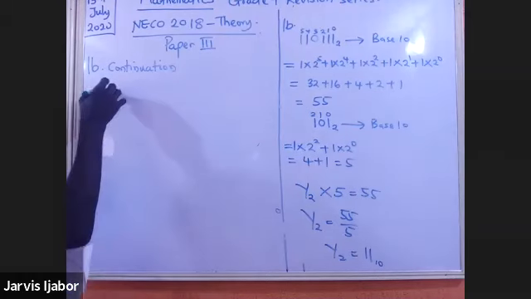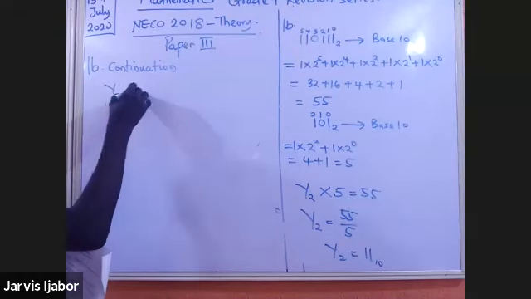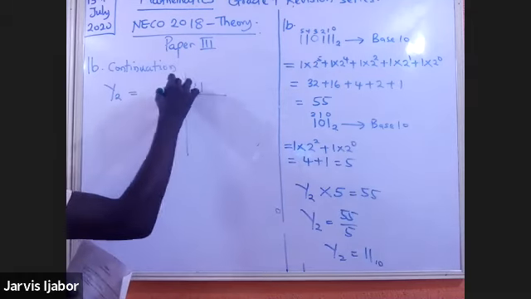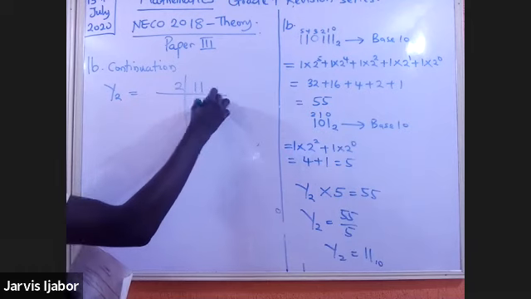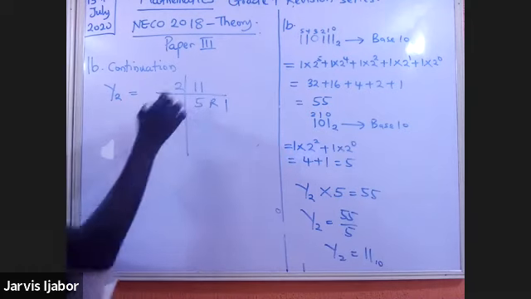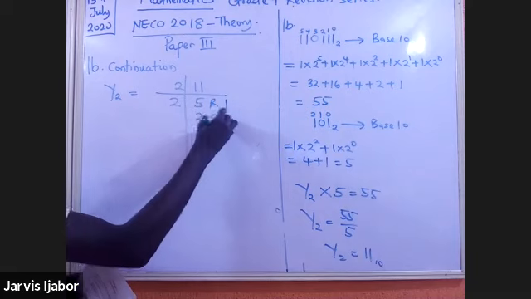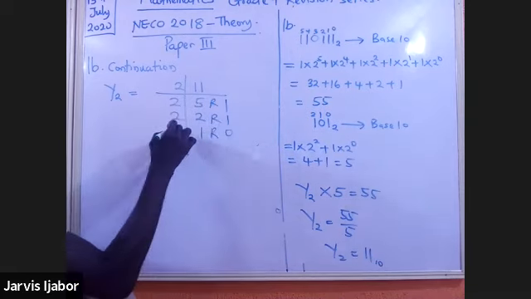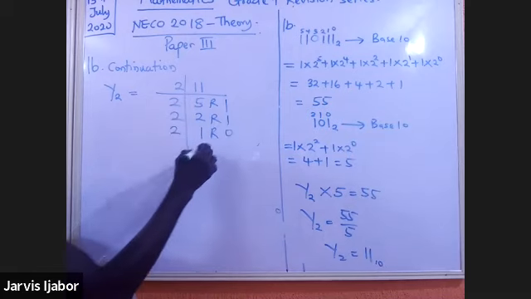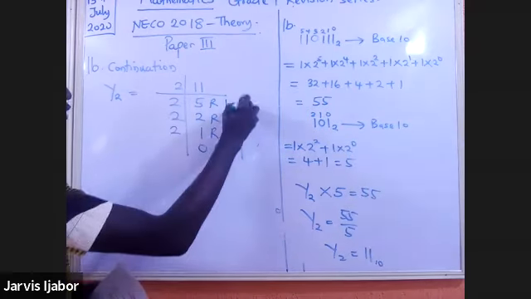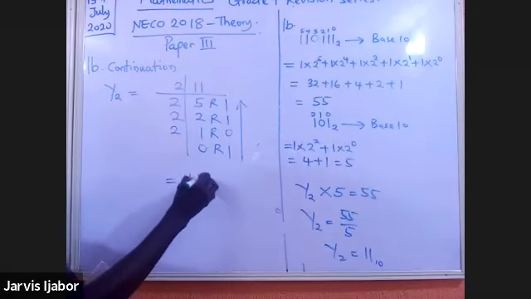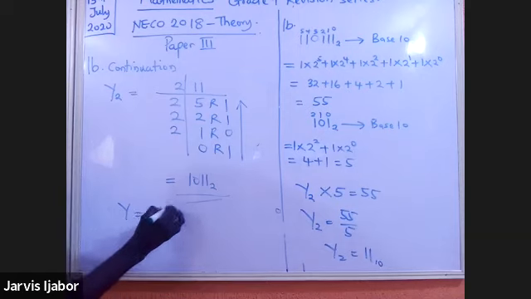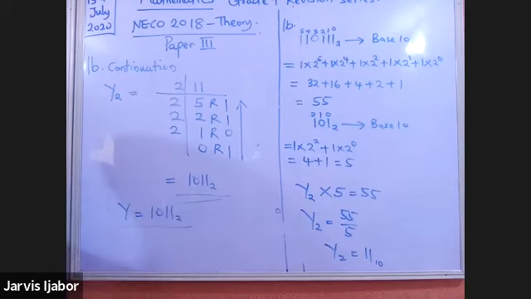Now, y in base 2, I need to carry out a long division. 2 into 11 gives me 5, remainder 1. 2 into 5 gives me 2, remainder 1. 2 into 2 gives me 1, remainder 0. And 2 into 1 gives me 0, remainder 1. Reading from bottom to top, this will give me 1, 0, 1, 1 base 2. So y will be equal to 1011 base 2. That's the answer for that question.